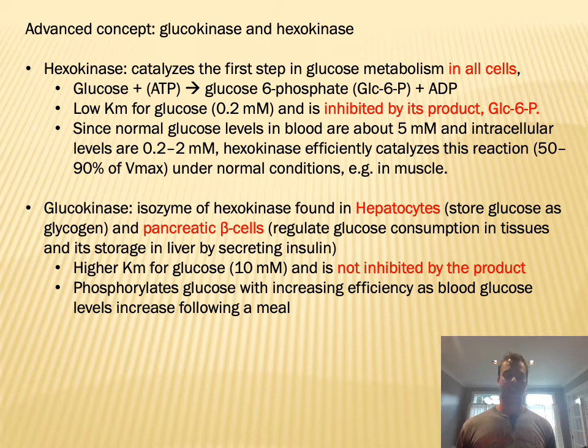Glucose kinase is more sensitive to substrate concentration. So it's found in hepatocytes, which we'll talk about in some later lectures. They store glucose as glycogen. It's also found in pancreatic cells. It has a much higher Km for glucose, and it's not inhibited by the product glucose 6-phosphate. So as you eat more and more glucose from a meal, it phosphorylates with increasing efficiency, so the reaction rate becomes higher and higher. So it needs to be more sensitive to glucose concentration.